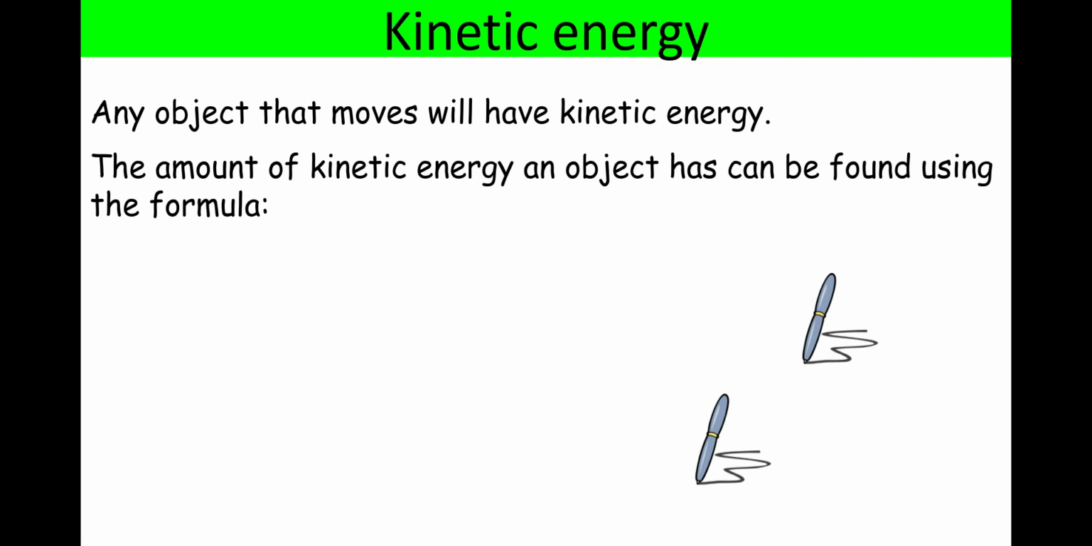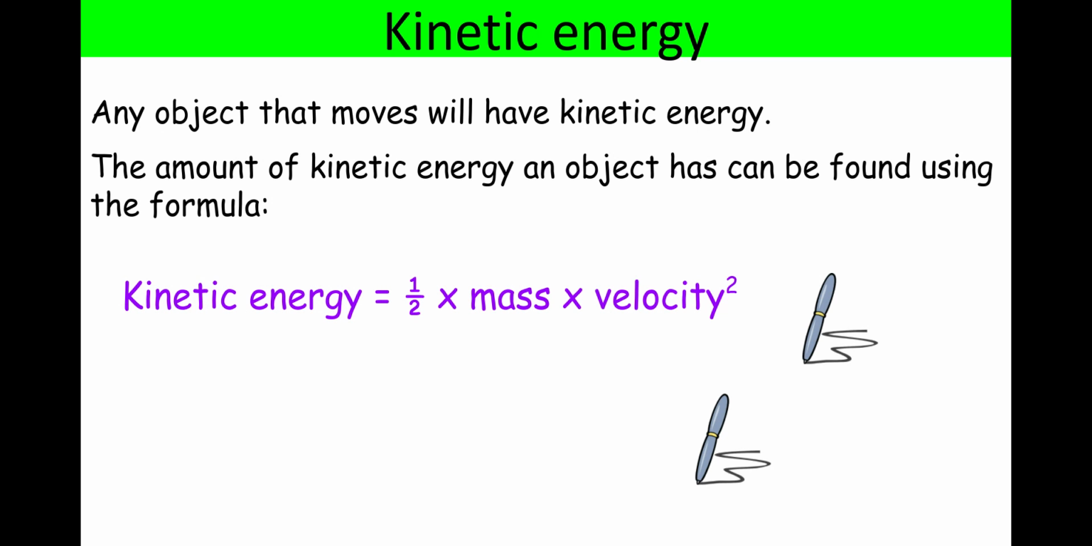So kinetic energy. All objects that are moving will have kinetic energy. And as you've just heard in the video, you can calculate it using a formula. So if you want to find out the value of kinetic energy that an object has, you need to do half times the mass times the velocity squared. And sometimes we say speed for velocity.